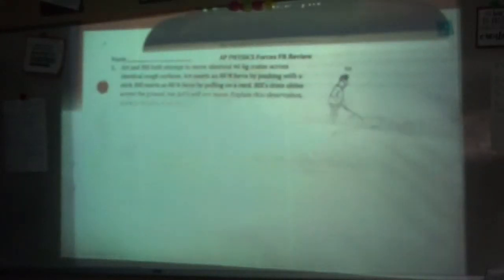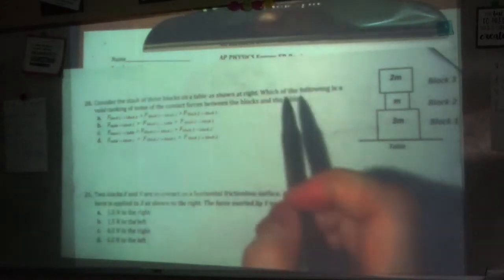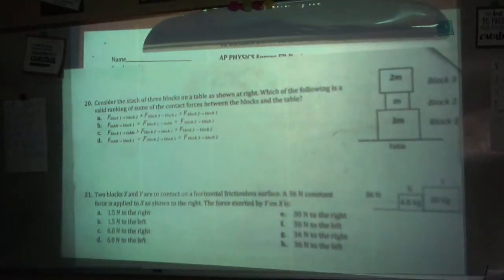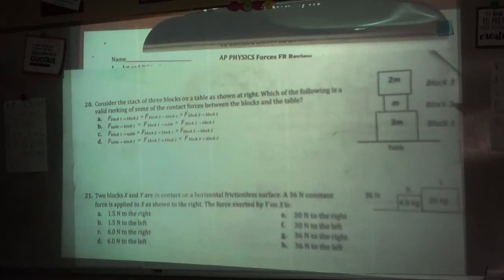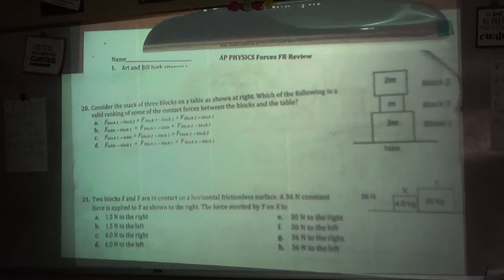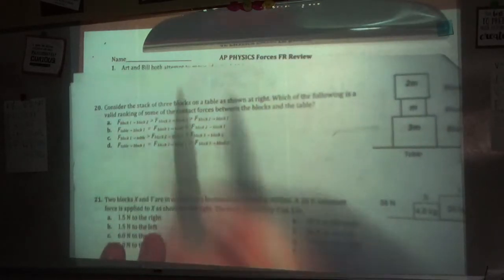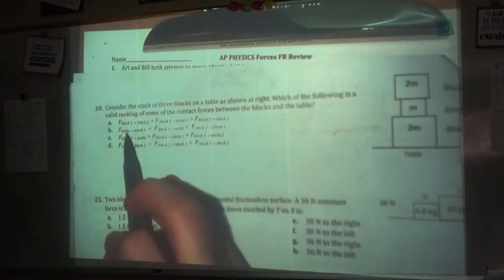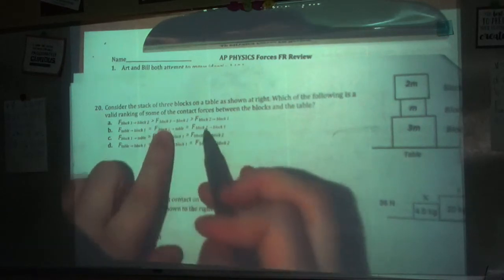Okay, ranking the stack of 3 blocks on the table as shown. Which of the following is a valid ranking? So first of all, between any 2 blocks, they have the same force. Like between 2 and 3, 3 on 2 and 2 on 3 would be the same. 1 on 2 and 2 on 1 would be the same. And the table on 1 and 1 on the table would be the same. So the ones that are equal are table on 1 and 1 on the table. That's true, these 2 would be the same, but it would not be the same as 2 on 1.